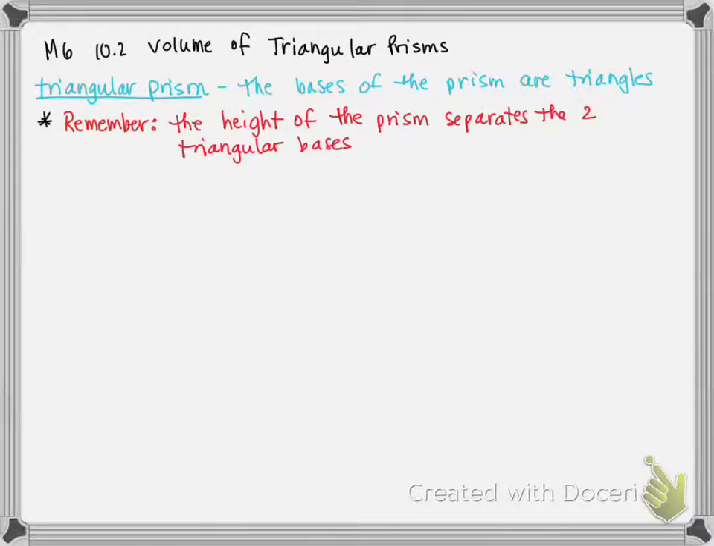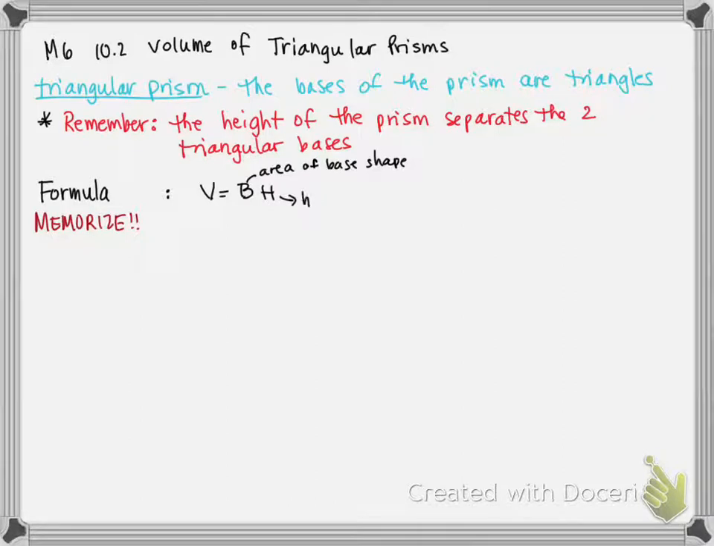Okay, so here's our formula, which again you are going to memorize. Now we're going to start with the generic formula. Volume is the area of the base shape times the height of the prism.